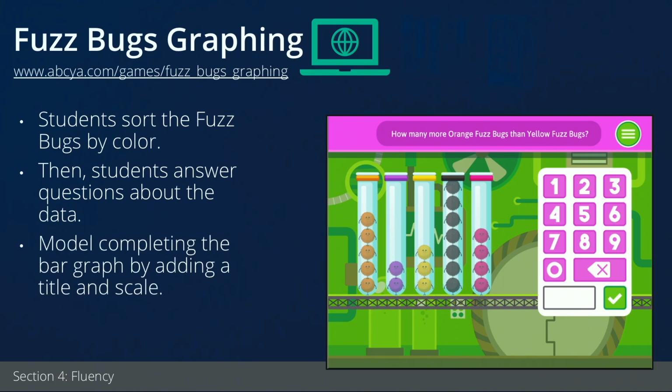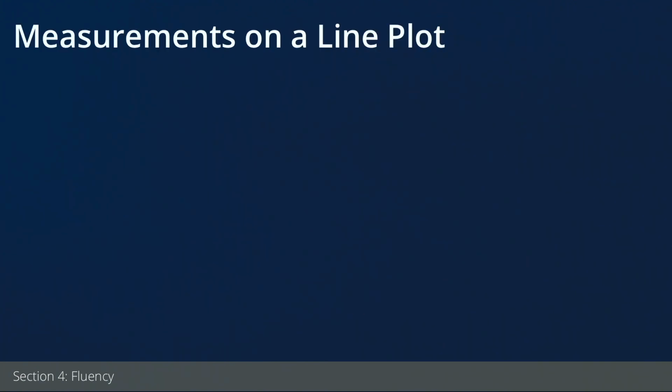Now, students can then model completing a bar graph by adding a title and a scale. So there's a lot of different ways we can use this tool of the fuzz bugs.